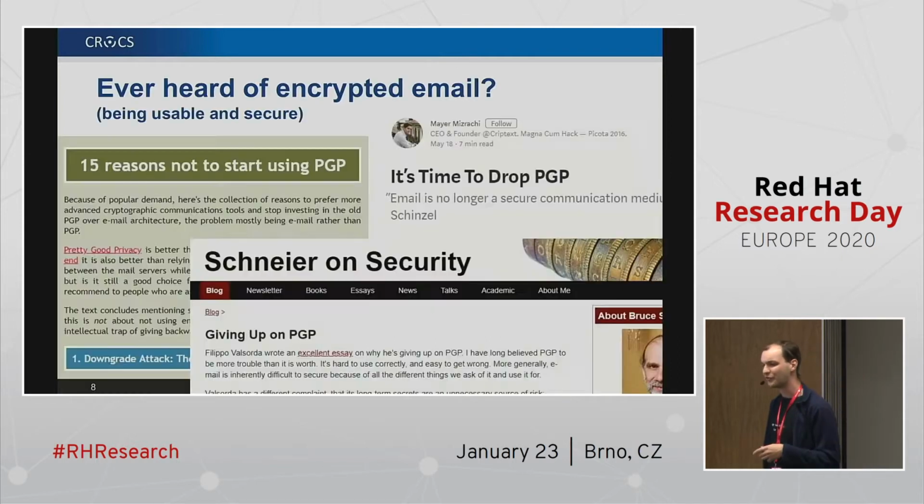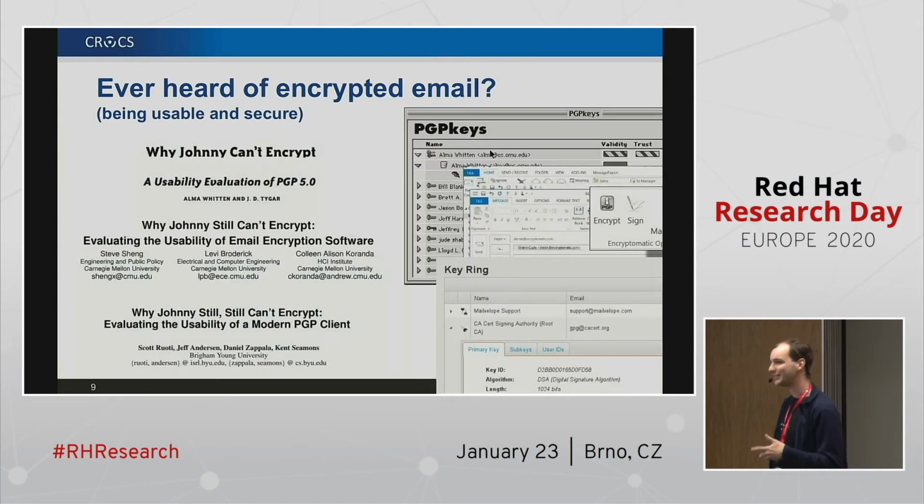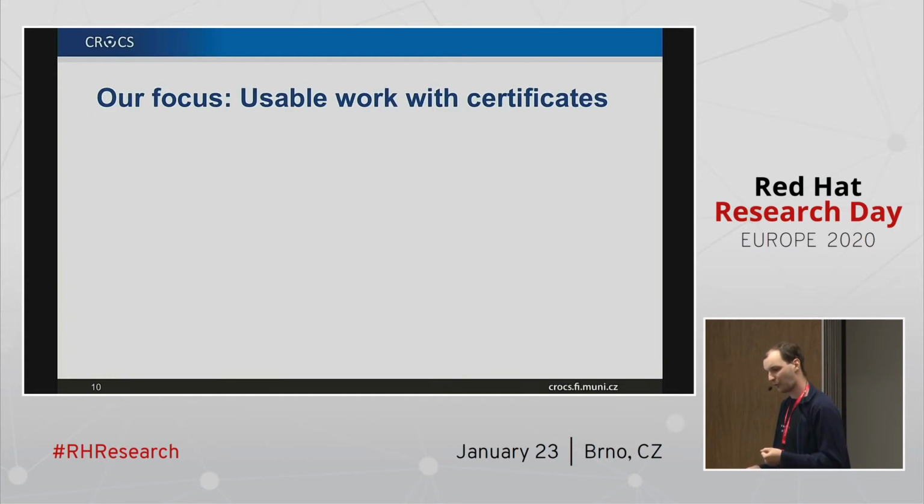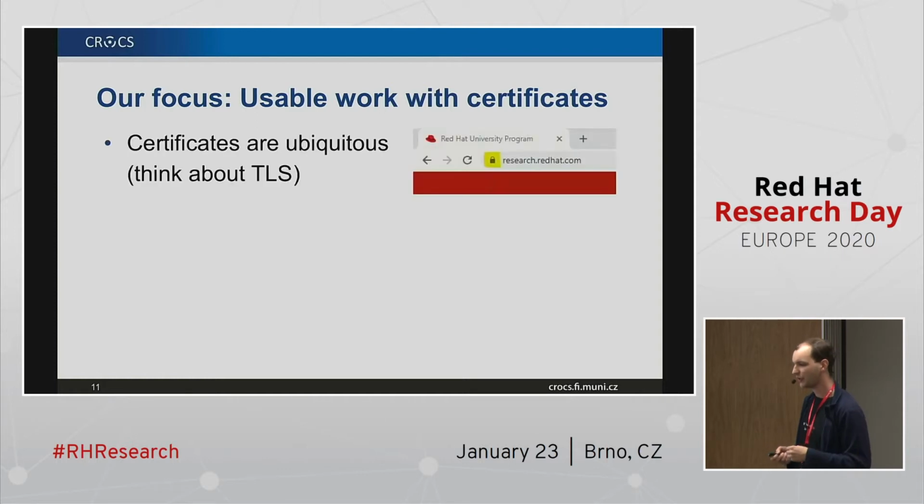Well, have you ever heard of encrypted email that's totally usable and totally secure and everyone knows how to use it? And academia has noticed as well that encrypted email isn't of the best. And there are plenty of other usability drawbacks in security. Our focus, we decided our focus to be working with certificates. There are two main reasons. Certificates are basically ubiquitous. Think about TLS. Every major website now is HTTPS secured.